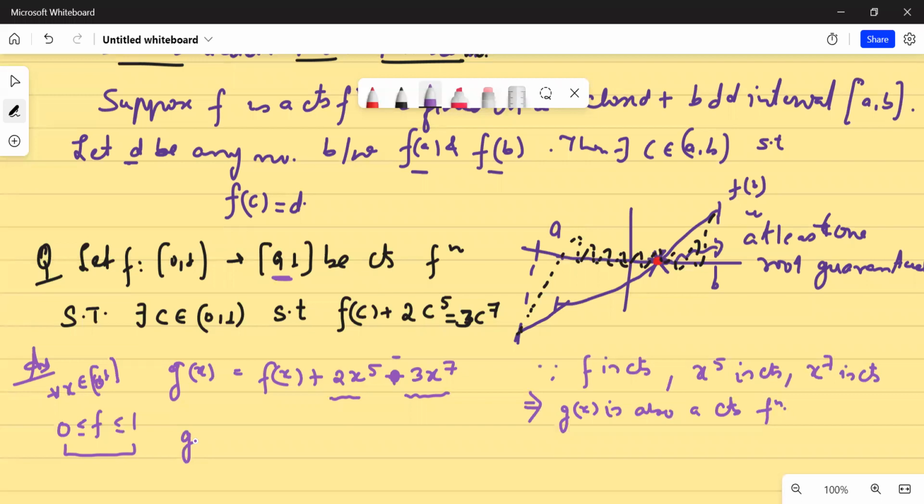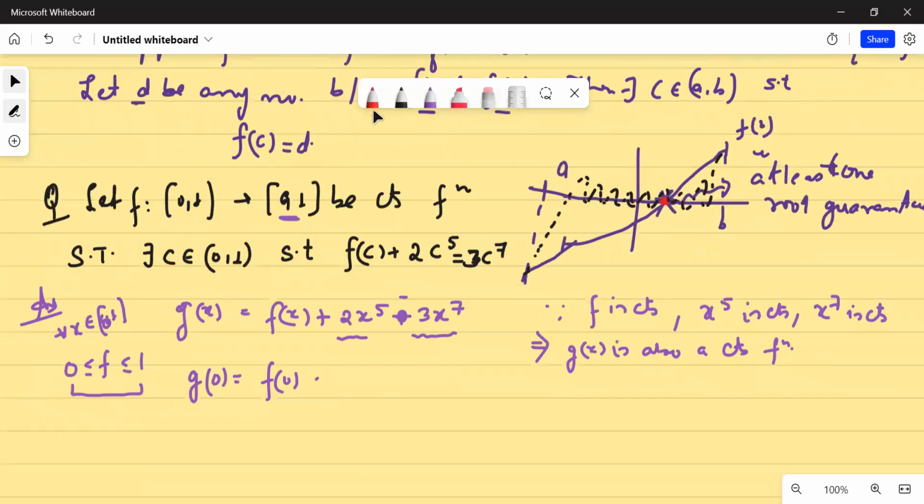Okay. Now I'll try to find g(0). What is g(0)? It is equal to f(0) plus 2 into 0 minus 3 into 0, which is f(0). Fine. What does it imply? It implies that g(0) will lie between 0 and 1, and this is closed. So if g(0) lies between 0 and 1, then as I told you that day, if g(0) is equal to 0, then there is nothing to prove.